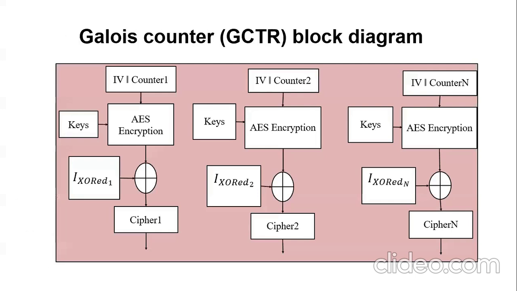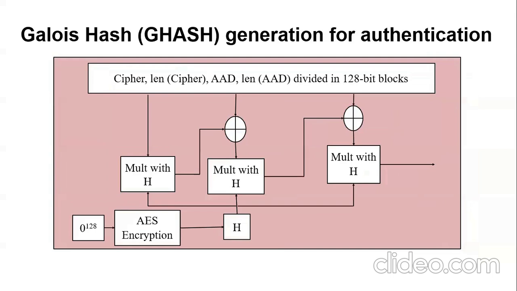Galois counter block diagram is shown over here. It includes the AES encryption of initialization vector concatenated with the counter, and the output will be XORed with the original image. Galois hash generation will be used for authentication where cipher, length of cipher, additional authentication data and its length will be divided in 128-bit blocks and it will be multiplied with H. H vector is the AES encrypted output of 128 zeros.